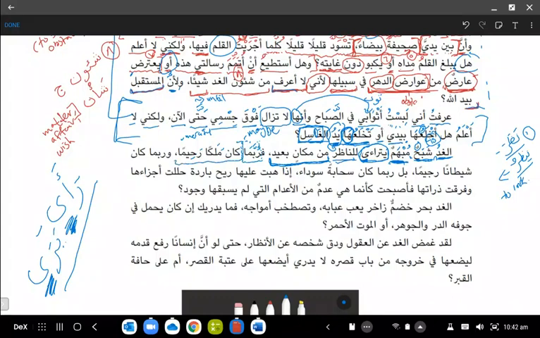So now, whenever you have kana, you're always going to look for ism kana and khabar kana. Now, khabar kana is mansub, right? And here they've included it, so you don't think that this is the ism. So where is the ism? فَرُبَّمَا كَانَ مَلَكًا رَحِيمًا. Where is the ism of kana? It's a damir mustatir, isn't it?